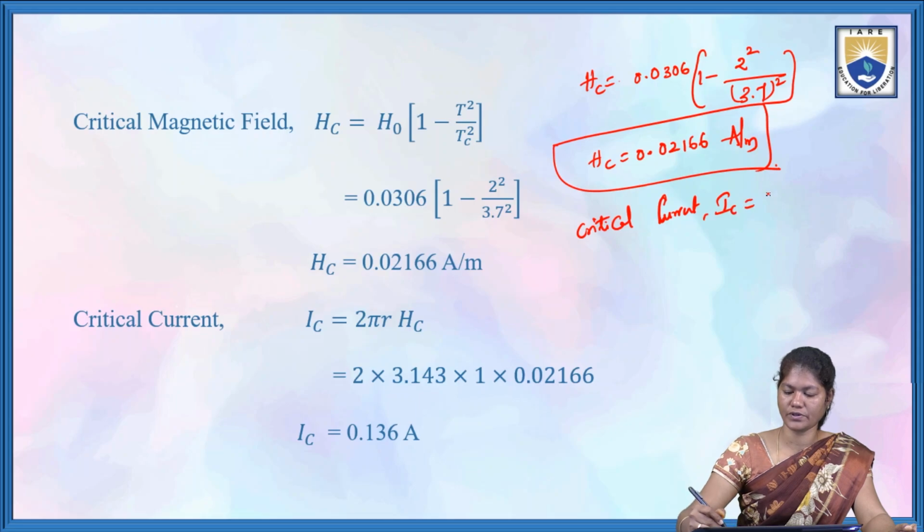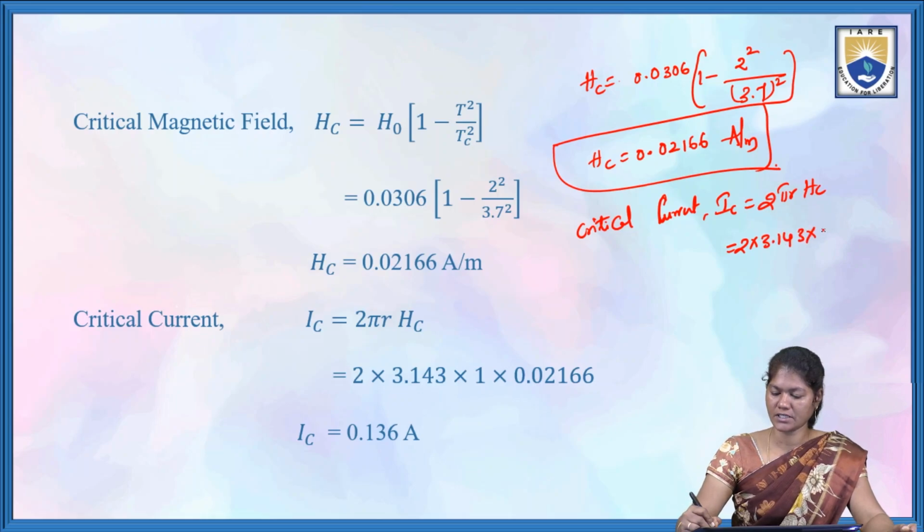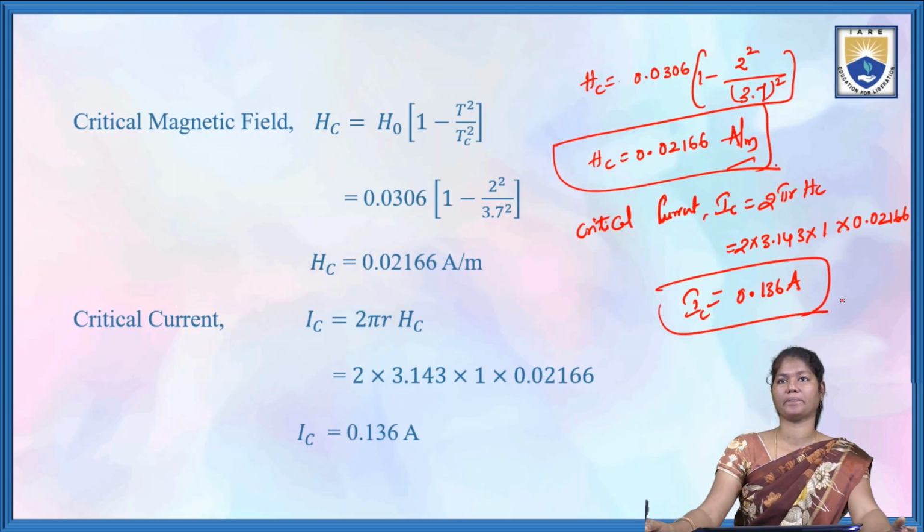While coming to the critical current, IC is equal to 2 pi R Hc. So 2 into 3.143 into radius 1 meter into Hc, which is 0.02166 ampere per meter. So it is equal to 0.136 amperes. This is the critical current IC.